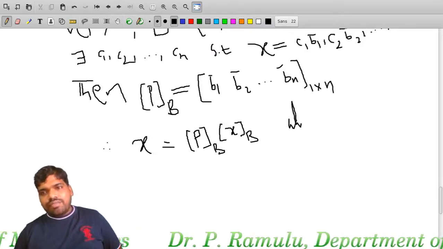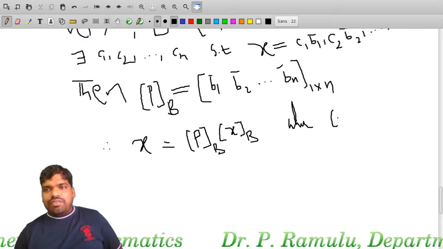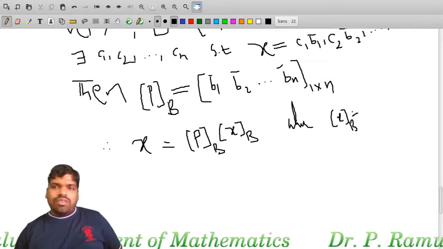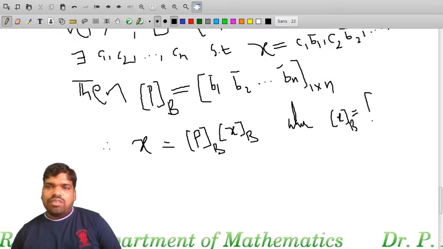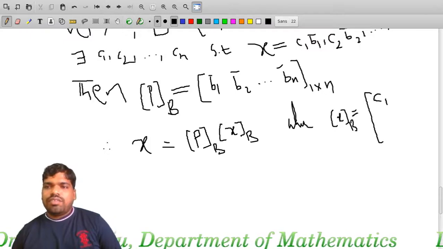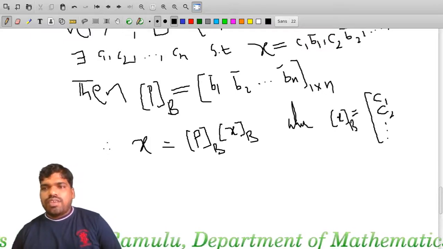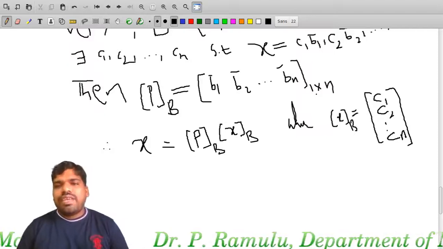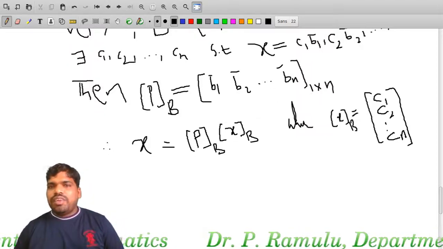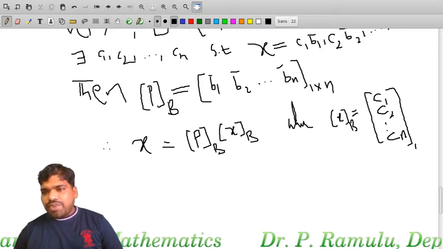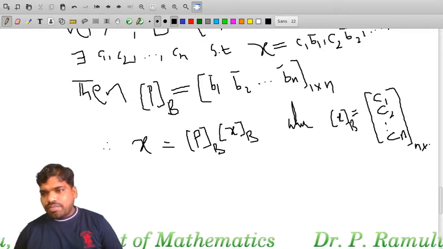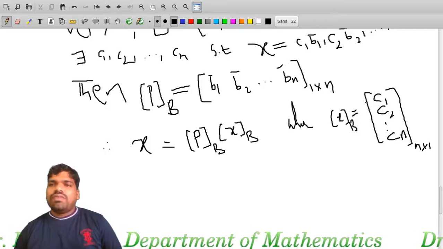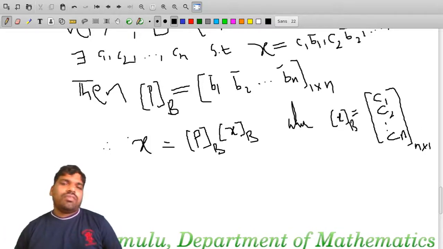Here XB is equal to the column C1, C2, ..., Cn. This is the change of coordinate matrix. If I multiply both matrices, this is a one cross n vector and this is an n cross one vector, so we will get x equal to C1 times B1 bar plus C2 times B2 bar plus ... plus Cn times Bn bar, right?